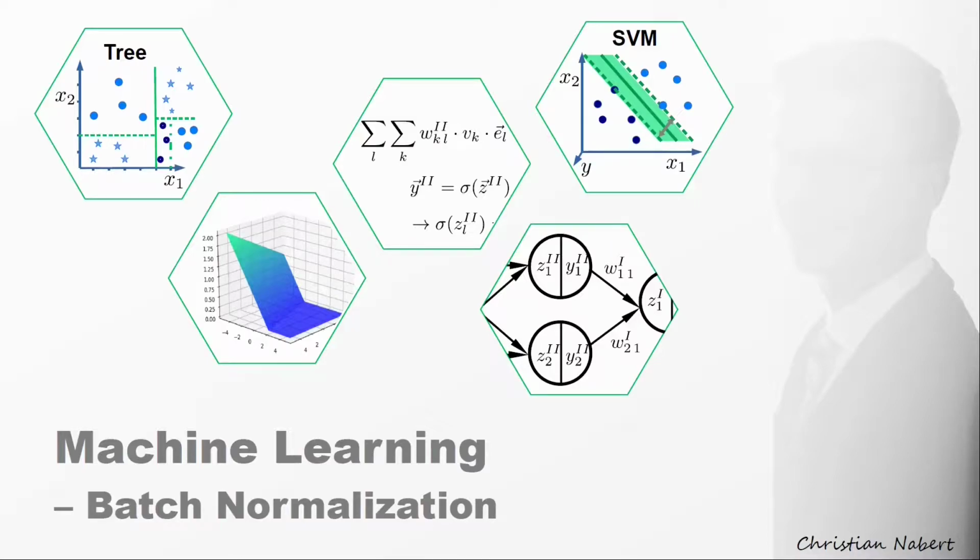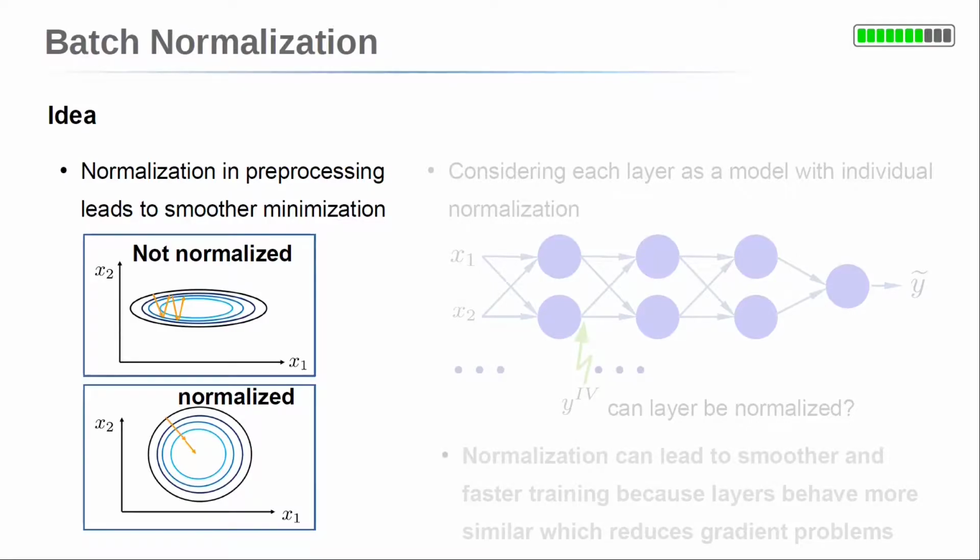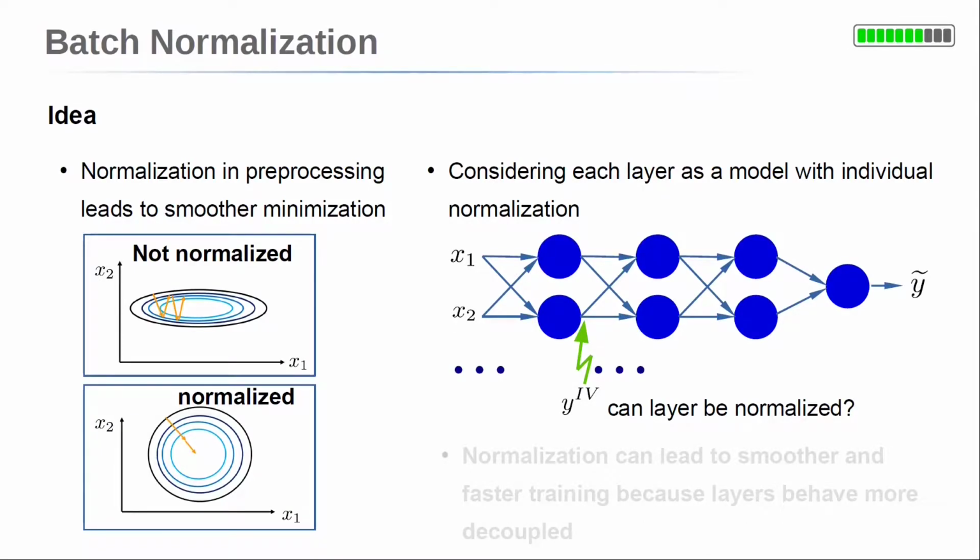This section is about batch normalization. The idea behind batch normalization is similar to the normalization of the variables in preprocessing the data. Normalization scaled the variables to a comparable value range. As sketched on the left side, this leads usually to a smoother gradient-based minimization. Now, this idea is transferred to deep neural networks.